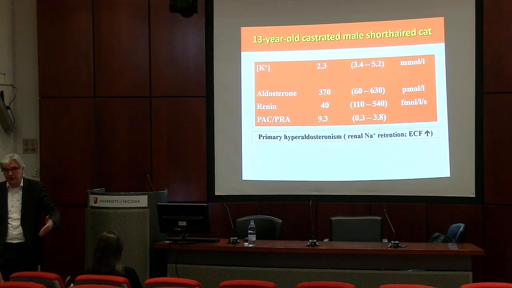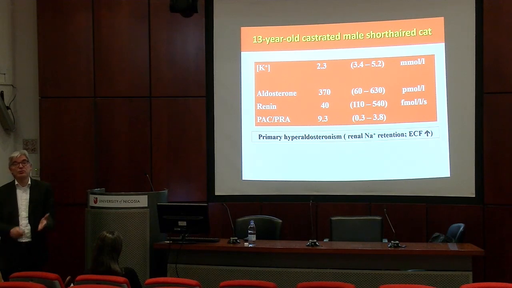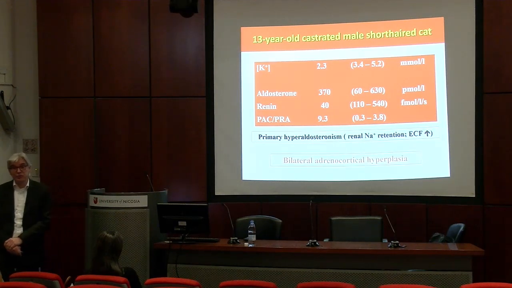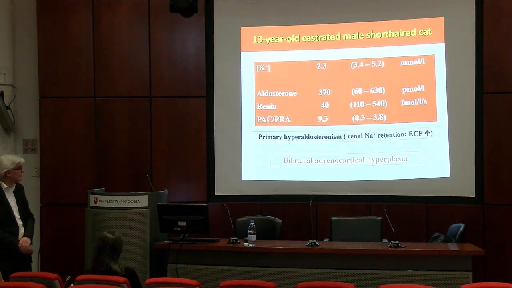Also here, the next step should then be to determine what is the reason of primary hyperaldosteronism. So we do diagnostic imaging. And in this case it was not due to tumor, so it was due to hyperplasia, hyperplasia of zona glomerulosa tissue.